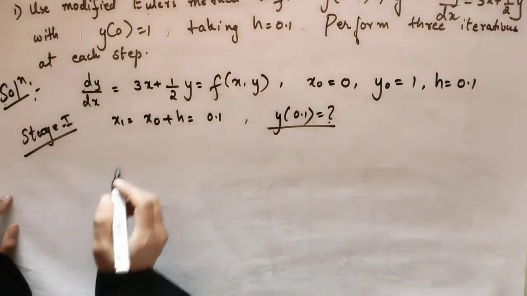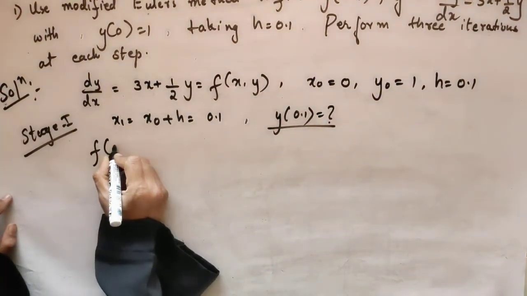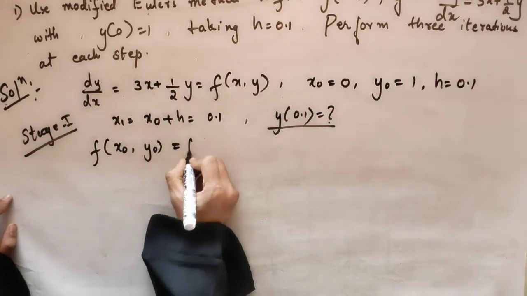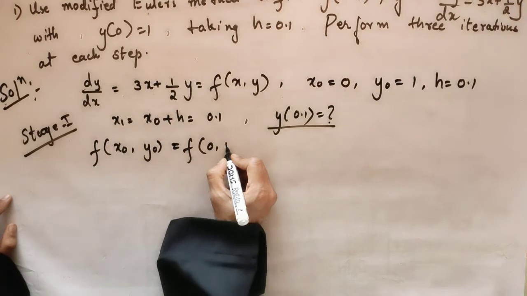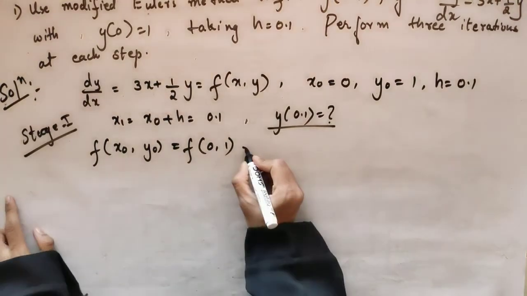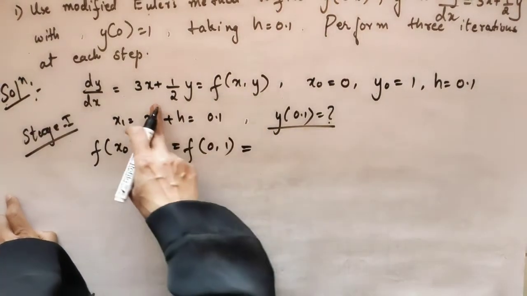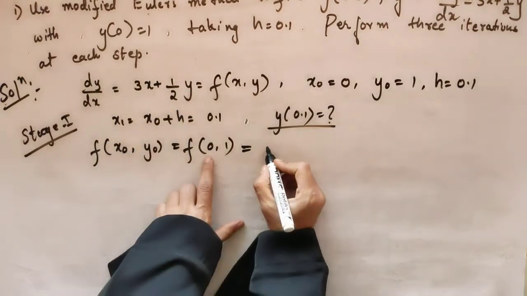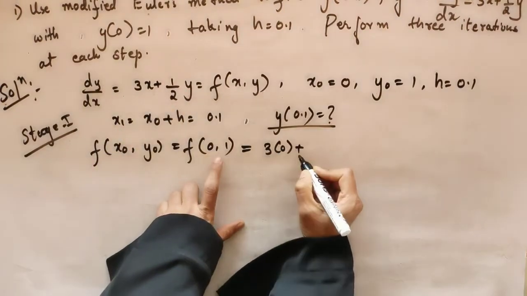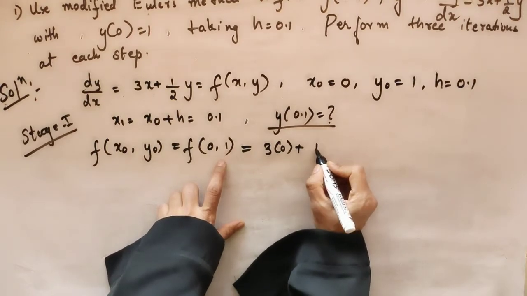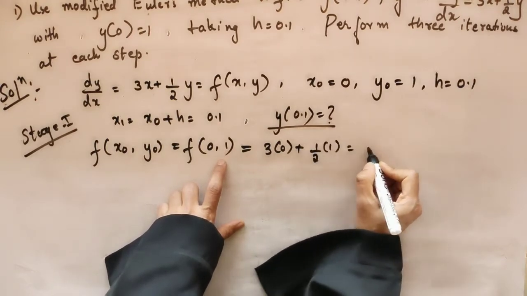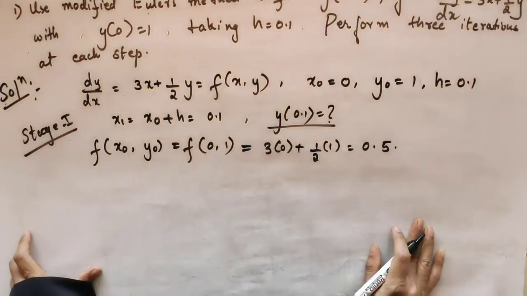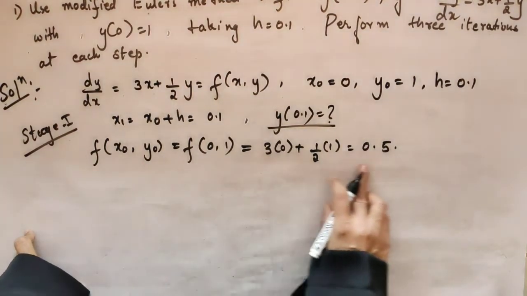Now first of all, one key step you have to do is to work out f of x0, y0. So x0 is 0, y0 is 1. How is f of x, y defined? It is 3 times x plus 1 by 2 y. Here the value for x is 0 and the value for y is 1. So 1 by 2 into 1 is going to be 0.5. I hope it is clear. So the value of f of x0, y0 is 0.5.